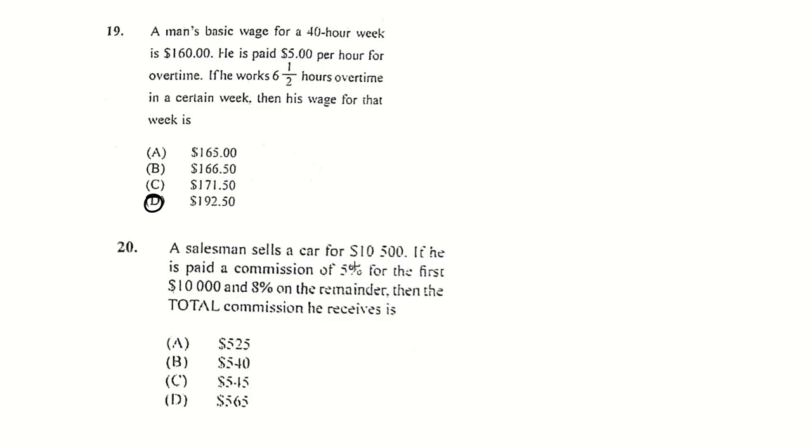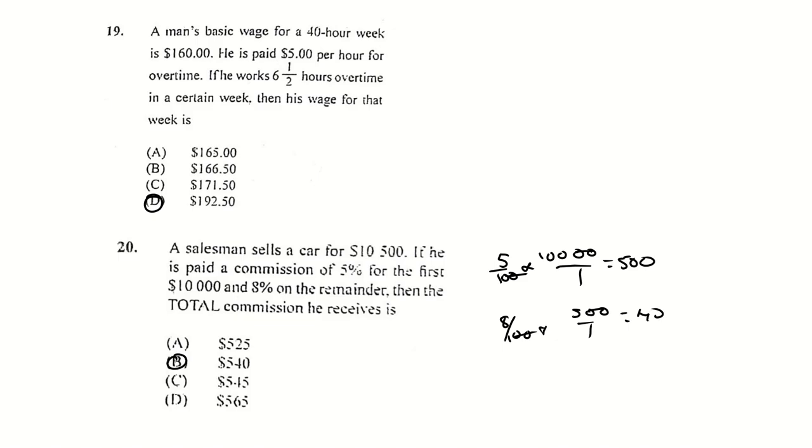A salesman sells. This is a repeated question. First we had to find 5% of 1,000 and then 8% of 500. The 5% of 1,000 was 500, sorry, and then we had to find 8% of 500, which was 40, so it was 540.